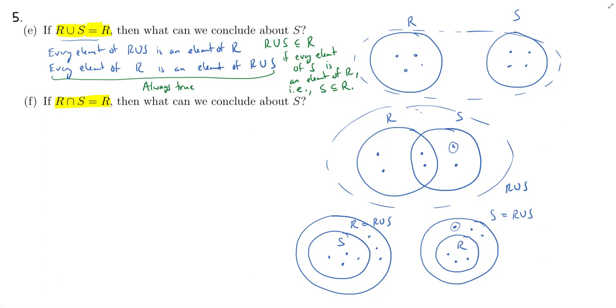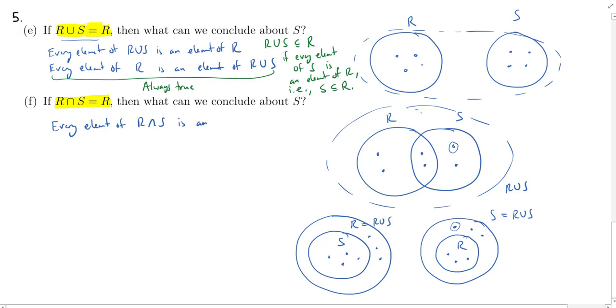Okay, well, again, what does it mean for these two sets to be equal? Well, we say every element of R intersect S is an element of R, and every element of R is an element of R intersect S. Now, last time, it was the second statement that was always true. Every element of R is an element of the union. This time, it's actually going to be the first one, which is always true.